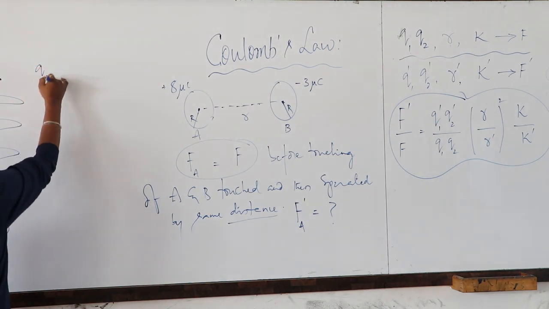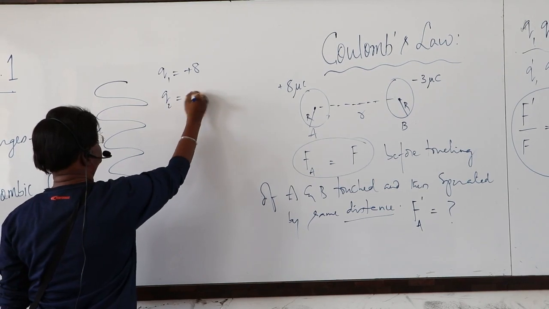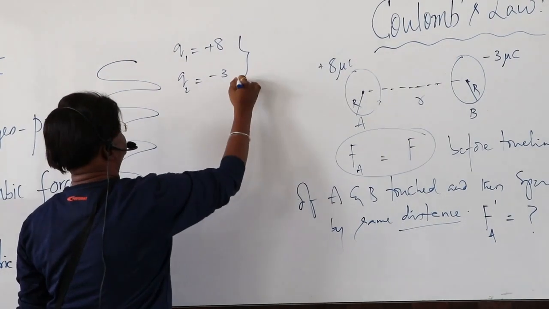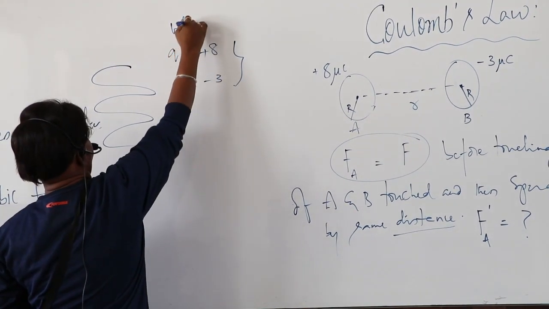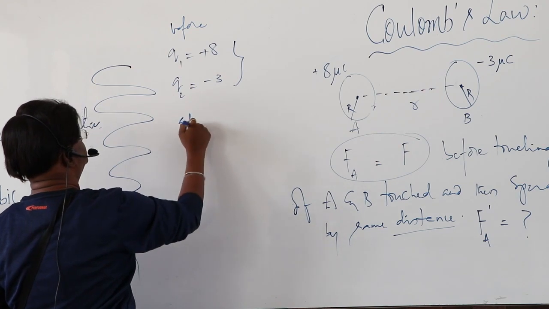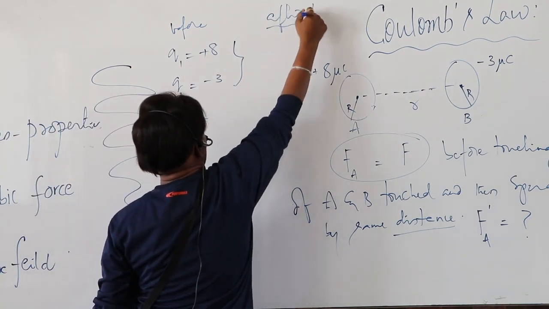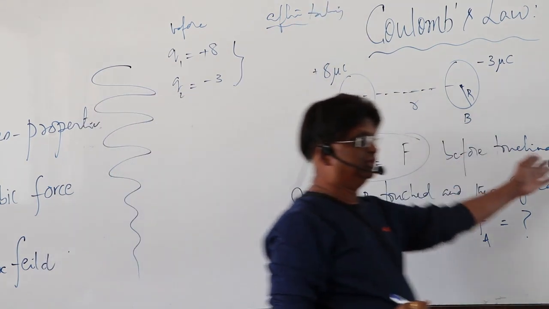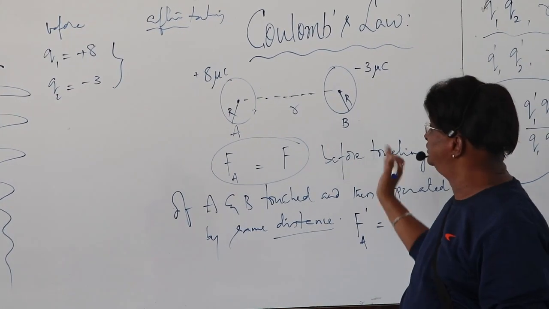Remember here, Q1 happens to be plus 8 units, Q2 happens to be minus 3 units. I am writing this before touching. Now, after touching, what happens? Once again we use both conservation of charge and then the Coulombic expression.